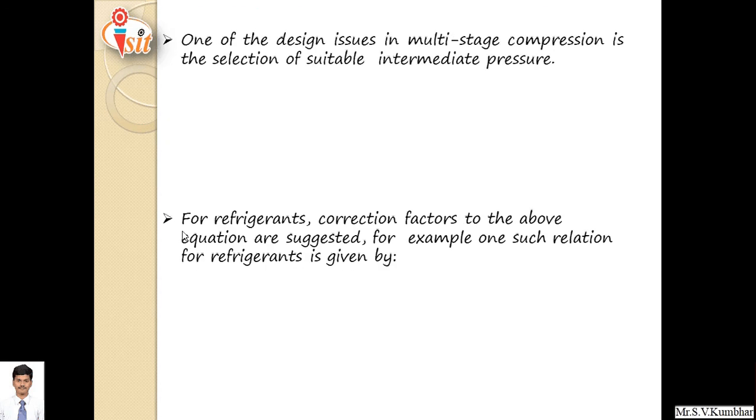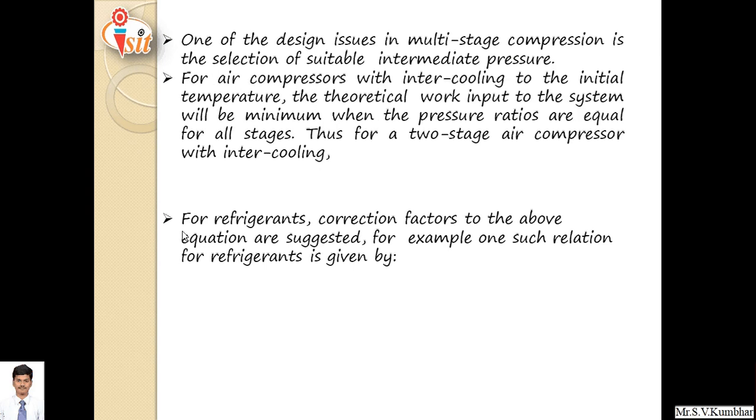So one of the design issues in multi-stage compression is the selection of a suitable intermediate pressure. For an air compressor with intercooling to the initial temperature, the theoretical work input to the system will be minimum when the pressure ratios are equal for all stages. Therefore, for a two-stage air compressor with intercooling, the intermediate pressure Pi is equal to the square root of P low into P high. That is, high pressure will be on the condenser side and low pressure will be on the evaporator side.